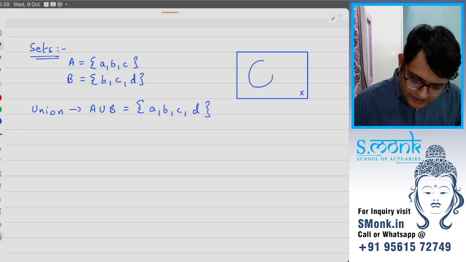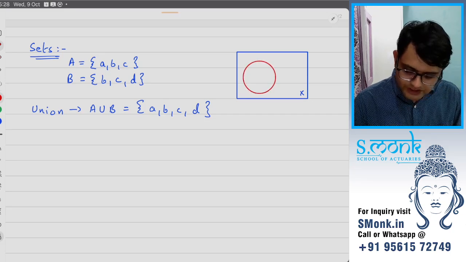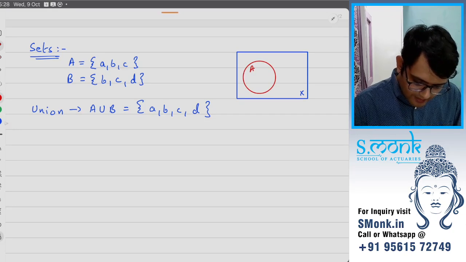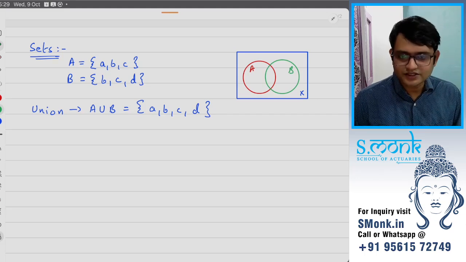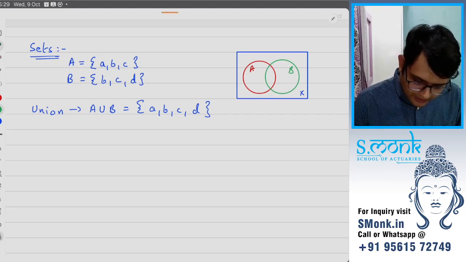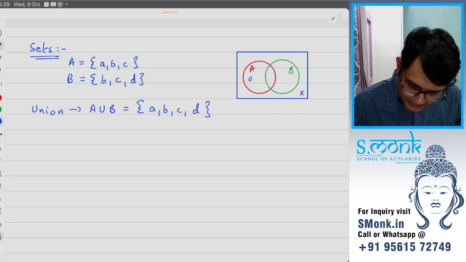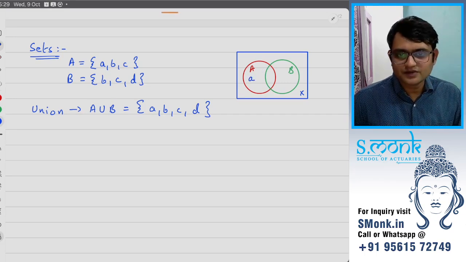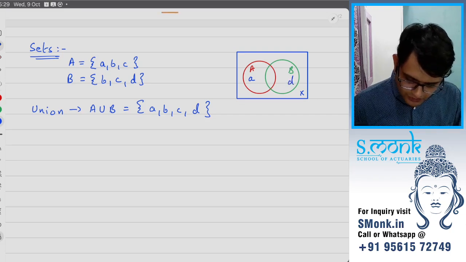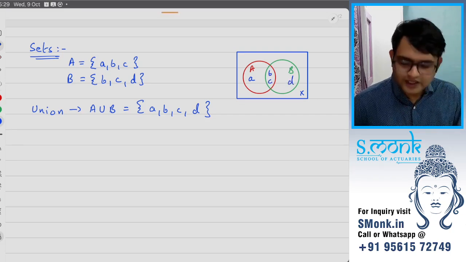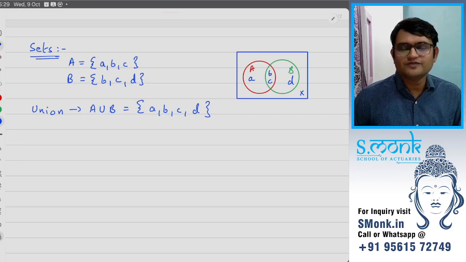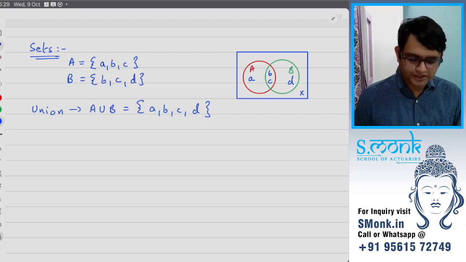And let's say, I'll color code. Let's say this is A. It is represented by a circle. And this is B, represented by another circle. So here I would say that my element A is part of this portion, D is part of this portion, and B and C are common to both A and B. So it must lie in this common region between A and B. This is how I will represent these sets.